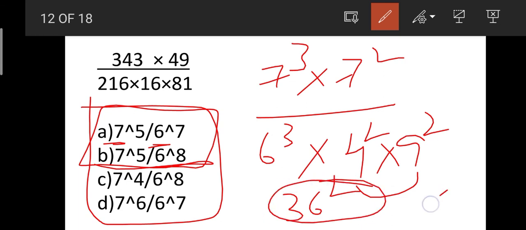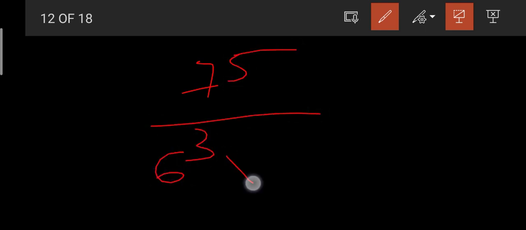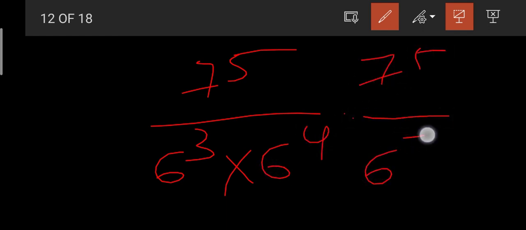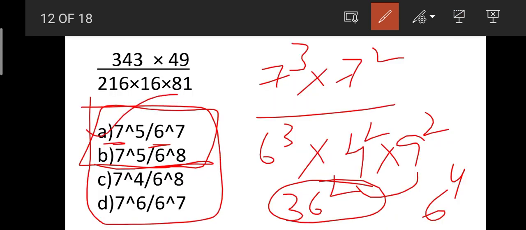We can write it as 6 square whole square, that is nothing but 6 power 4. Okay, if we calculate now, it becomes 7 power 5 and then it is 6 power 3 into 6 power 4. Then what will be our answer? 7 power 5 by 6 power 7. Okay, our option is the first one.